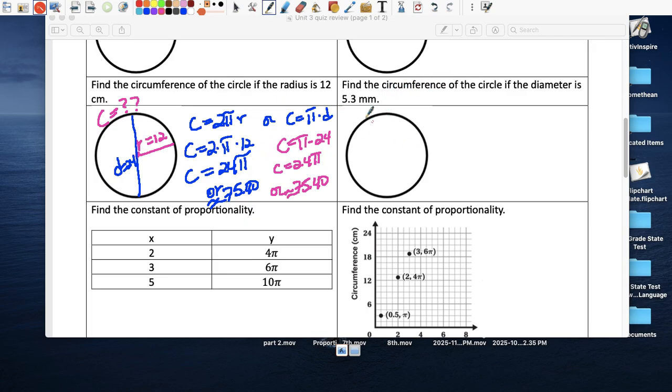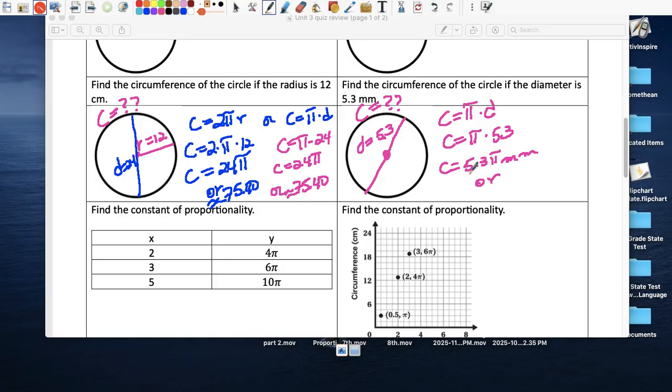Next one, find the circumference. Again, circumference, the distance around the circle, I don't know, but it's giving you a diameter. Let me actually draw it better. Here's the center of the circle, from one edge to the other edge, going through the middle, that's the diameter. And the diameter is 5.3. C equals pi times diameter. The circumference is pi times 5.3. So you can leave your answer as 5.3 pi millimeters, right, the units. Or if they ask you to multiply these two, you go 5.3 times pi, enter, and you're going to get 16.65 millimeters.